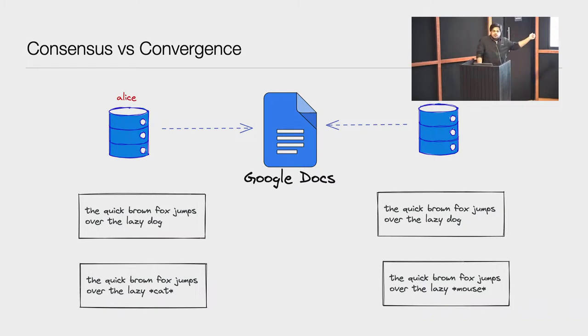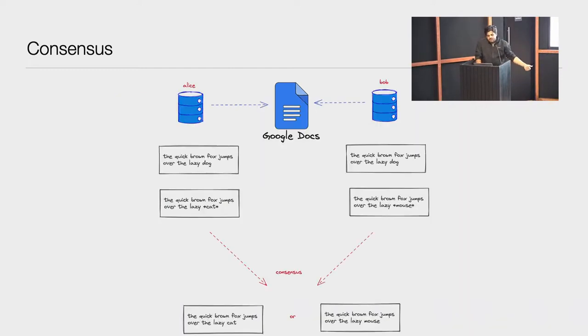So consensus differs from convergence in a way that, say I have 2 documents on Google Docs, right? Say Alice types "the quick brown fox jumps over the lazy dog", and Bob also has the same text. Then Alice makes a change changing the dog to cat. Bob makes a change changing the cat to the mouse. Consensus in the system would mean that I can have only one of these two. Guys who worked on blockchain will understand this concept well, right? So you can't have both the values. You'll have only one, right? So I can either have cat or mouse as my final state.